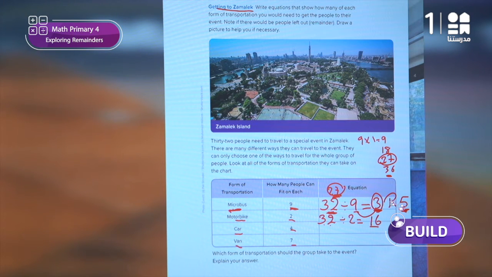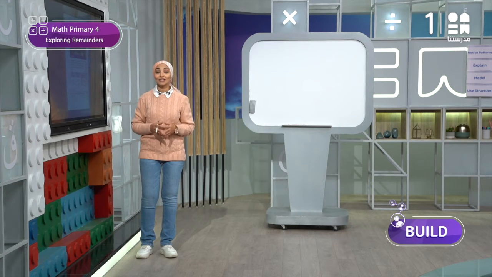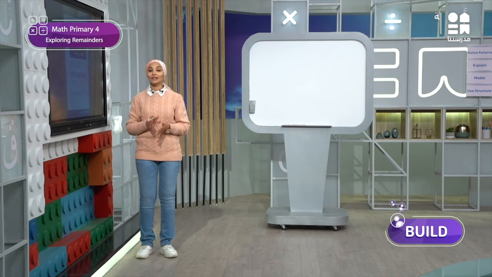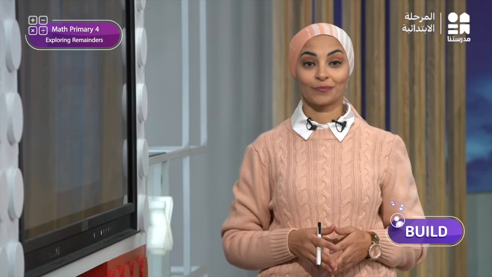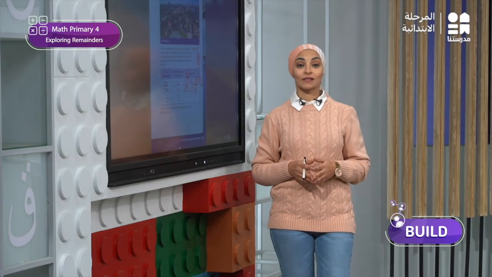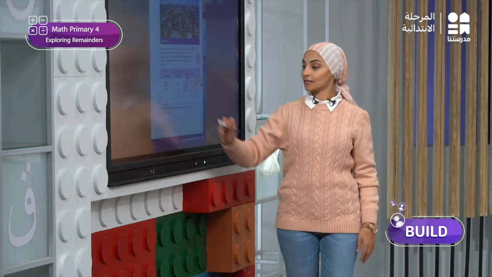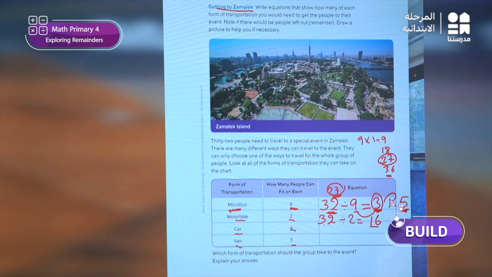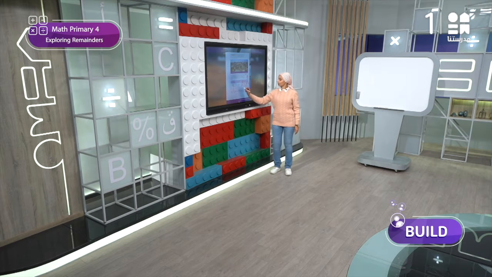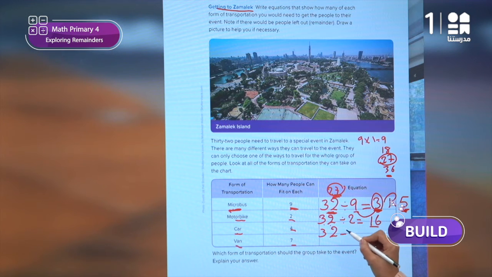طيب يبقى number of motorbikes عندي is 16 motorbikes. And here I don't have any remainder. As for the cars, they can only take 4 people. زي ما احنا شايفين الcar can take 4 people. So I will divide 32 people divided by 4. تعالوا نعملها. 32 divided by 4 equals what?